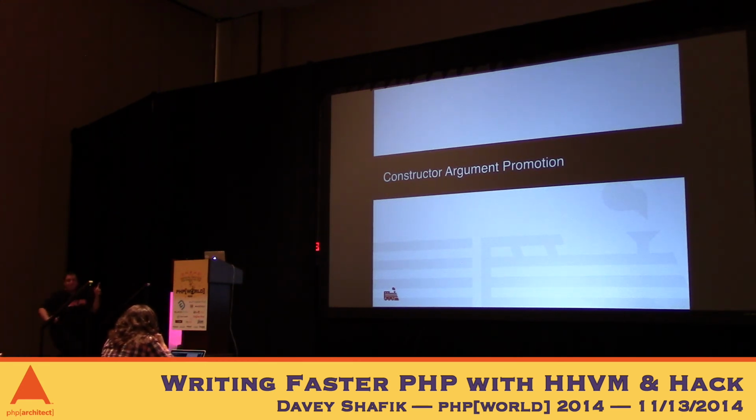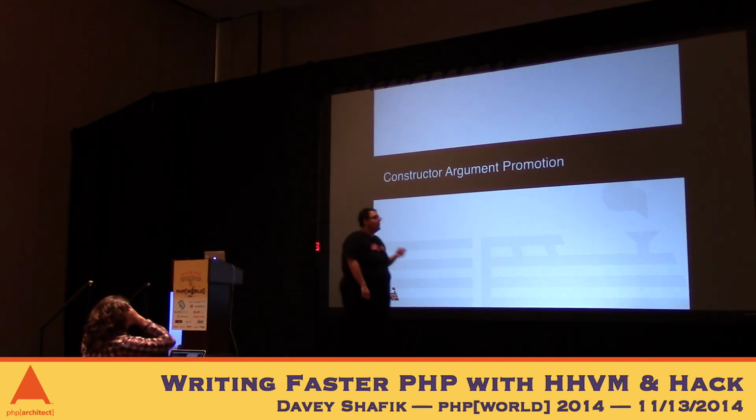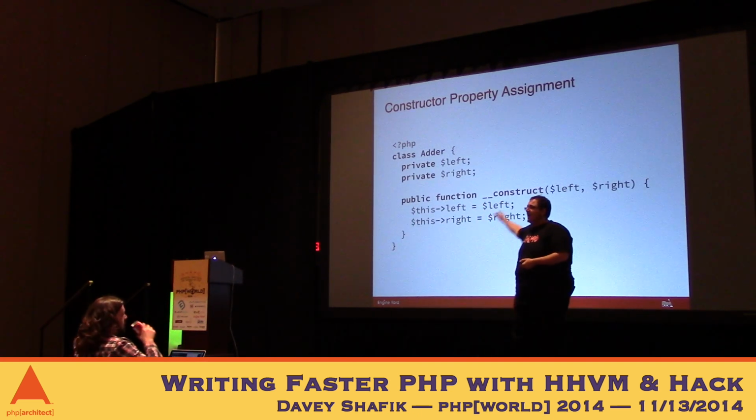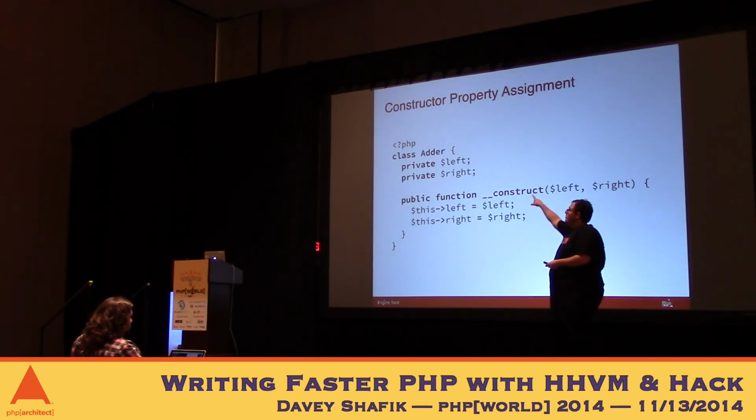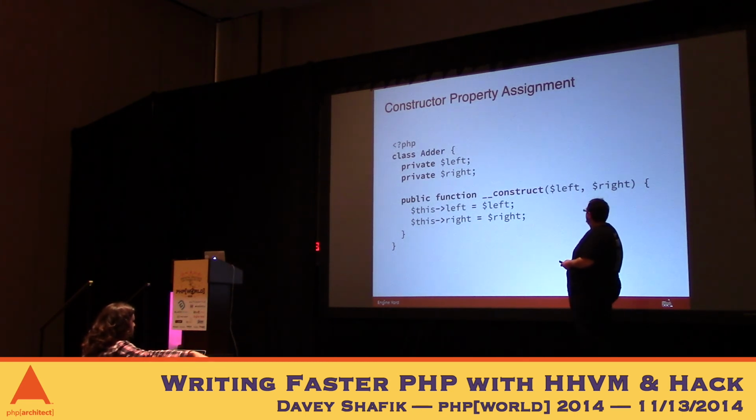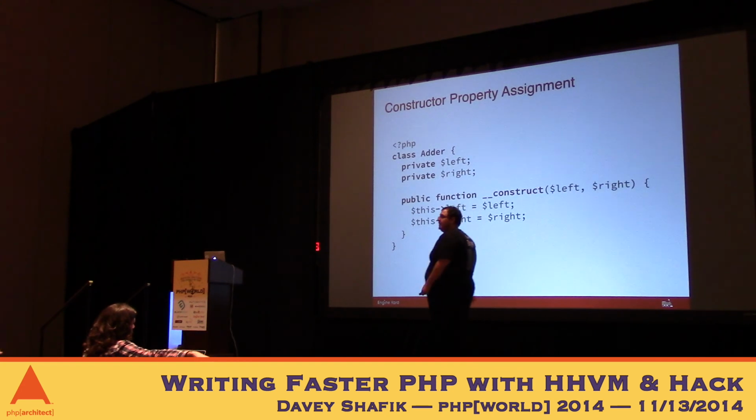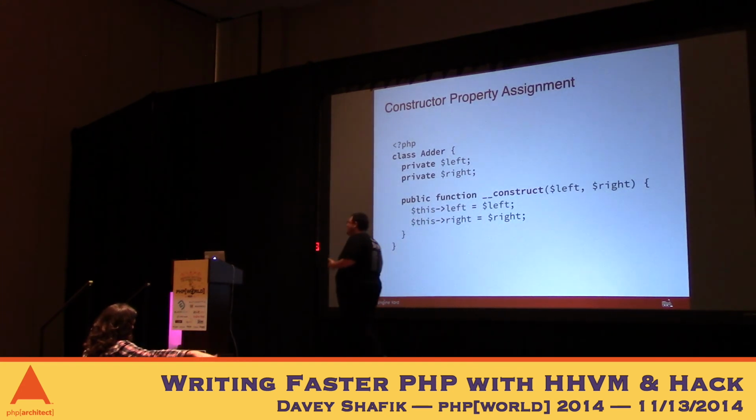All right, so this is my favorite feature because it really illustrates the point of Hack, of making your life easier with really simple changes to the language. Constructor argument promotion allows you to take code that looks something like this. Who has not written this piece of code right here? Private left, private right. We've got two arguments, left and right, and then we have to assign them in the constructor, and that's all the constructor does, right? This is so common. Everybody does this.